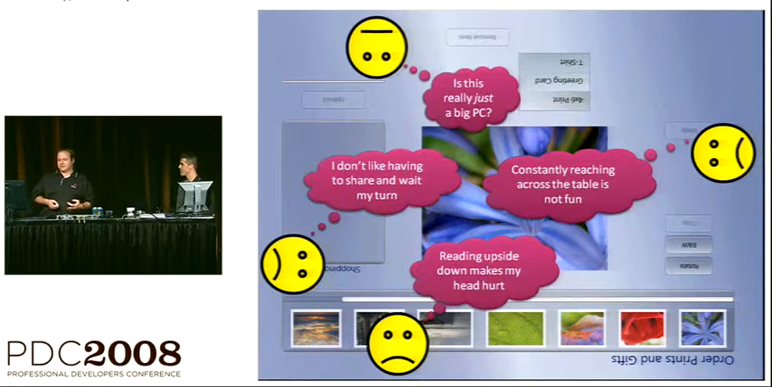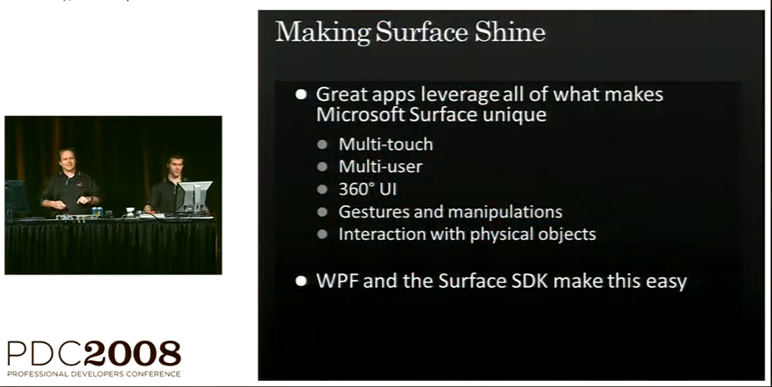And then you're going to have somebody on the other side of the table who says, this thing is really just a big PC. I'm confused. Not necessarily unhappy, just confused. If you want to make an app that makes Surface shine, you need to take advantage of the custom capabilities that make Surface amazing, the unique things that we have. So that means massive multi-touch, having dozens of contacts on the Surface at a time, responding to all of them. Multi-user, having an environment where everybody can collaborate and work at the exact same time on a similar task.